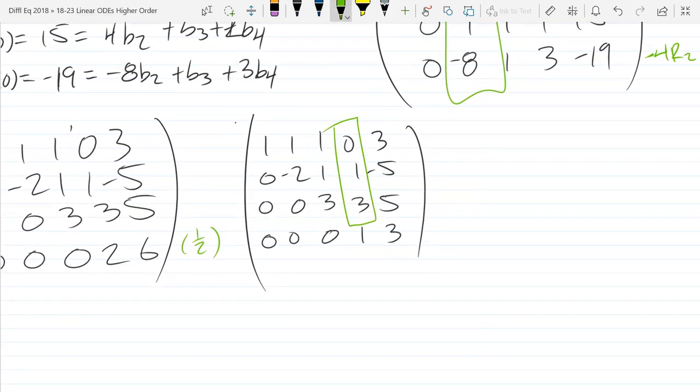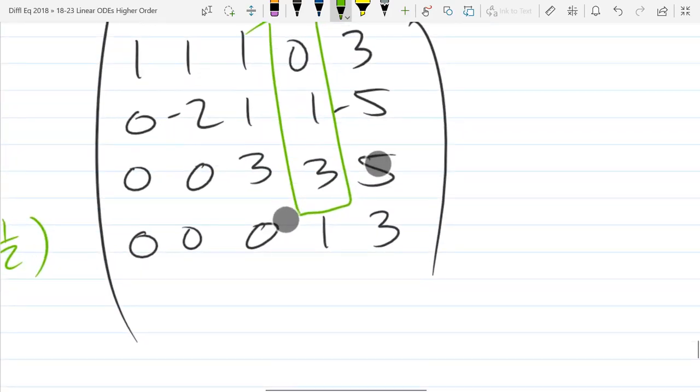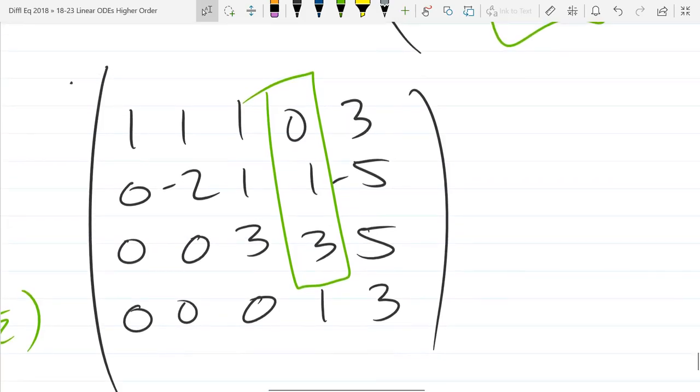So now I want to clear out everything else in column 4. The good news is, I waited until we were here so that I would have a 1 to do so. So I won't have to go to fractions. So we got a minus on row 2, I have a minus row 4. And on row 3, how many row 4s do I want to add or subtract? Do I want to add 3 or subtract 3? Subtract. All right, so do these two operations.